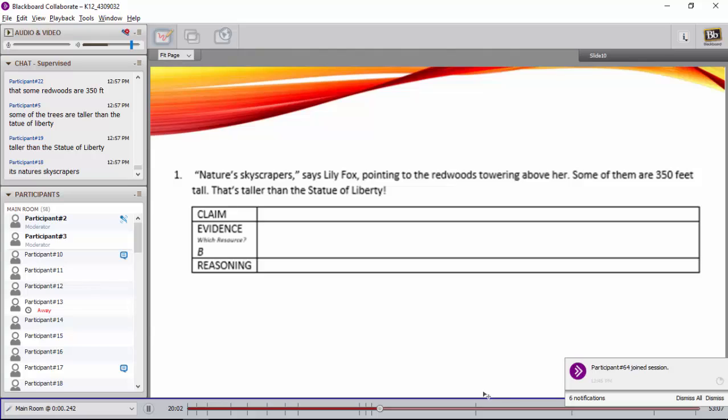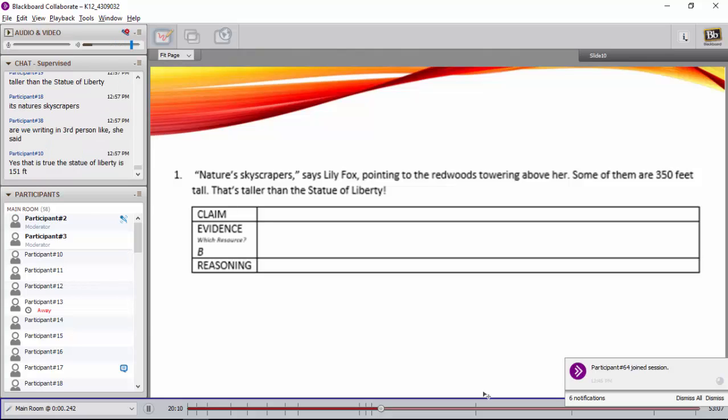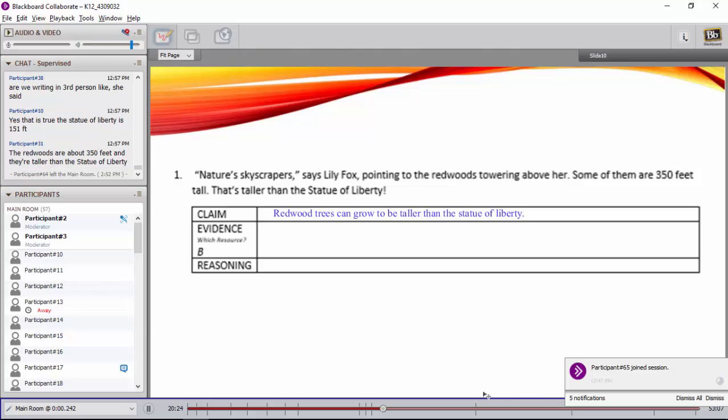Okay, good, yes. Okay, so let's write it down. So a claim that you could make from this is that redwood trees can grow to be taller than the Statue of Liberty. Okay, perfect. There's the claim. Everyone good? Write that claim down into your document.